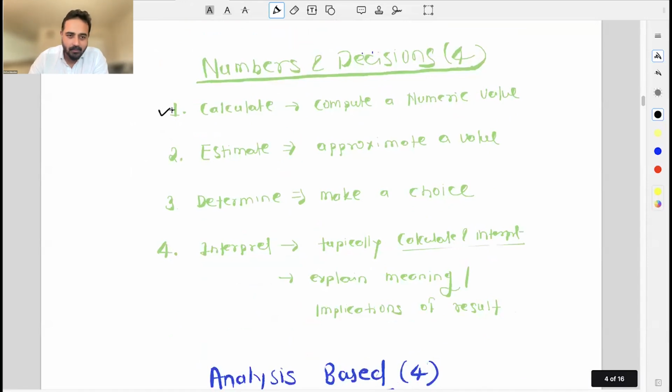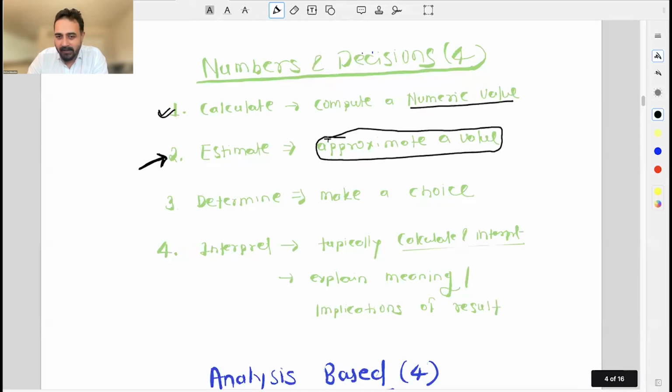The first one is obvious, which is calculate. Now, calculate means you just need to throw in a numerical value, nothing else. Second one is estimate. Remember this one for the exam. This is also calculate, but it's not a precise value. So if you come across this command word, the expectation is that you would be able to approximate some value.